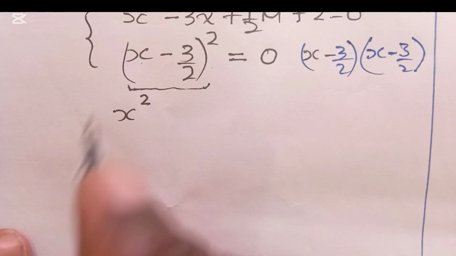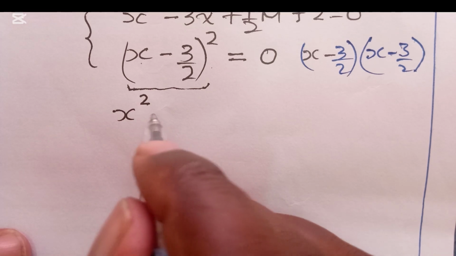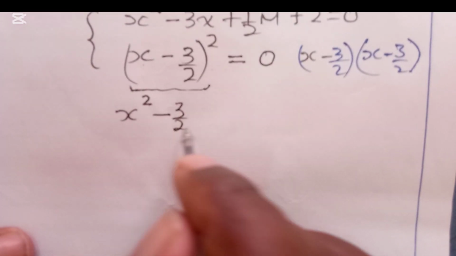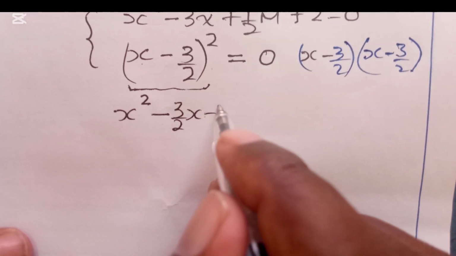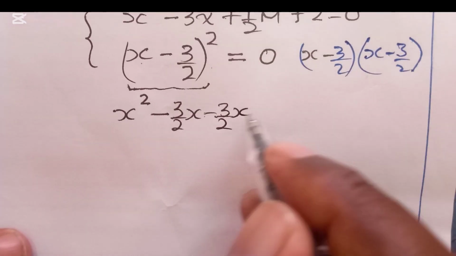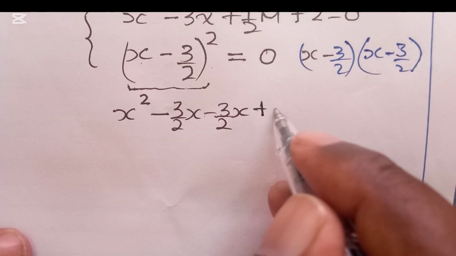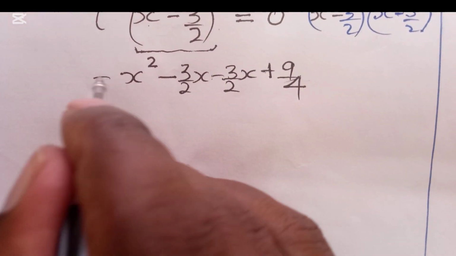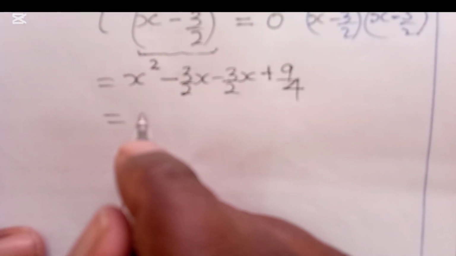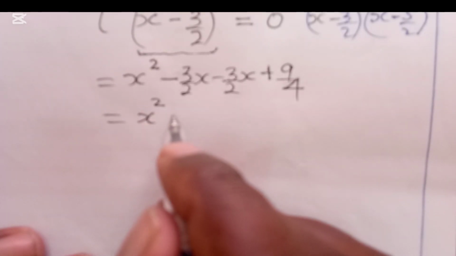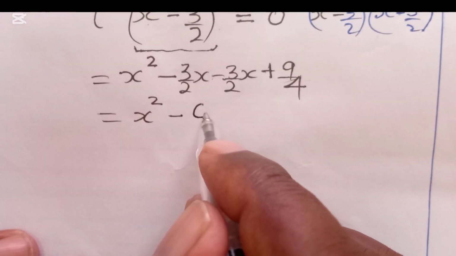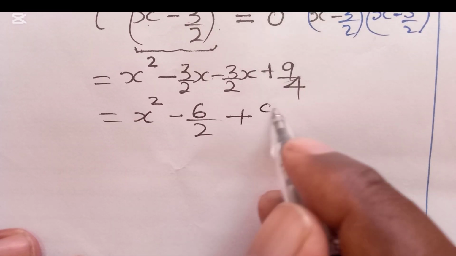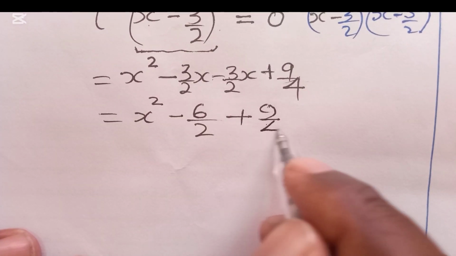So when we expand that, we shall get x squared minus 3 over 2 x, minus again 3 over 2 x, now plus 9 all over 4. So therefore, we shall have x squared minus, this is now 6 all over 2, x plus 9 all over 4, like that.